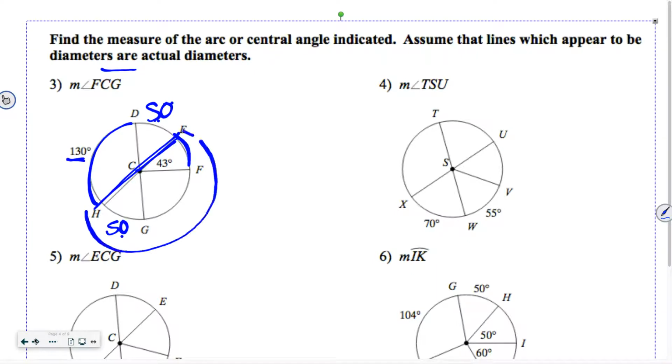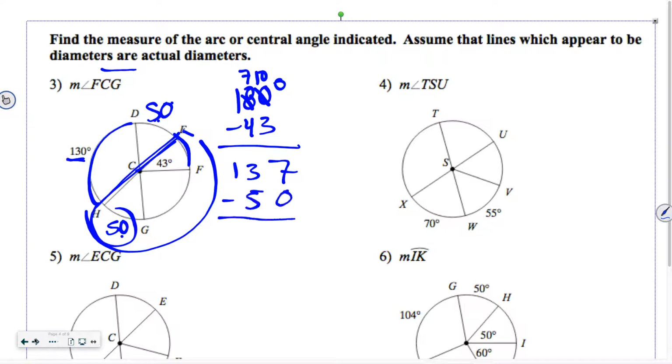Now this whole section here is 180 degrees. I know I have 43, so I go ahead and take that away. Okay, and then I go ahead and take away this 50 that we found out. And we do this subtraction problem here. And we see we're left with 87. So that's how much this measure of this arc is, and that's also the same measure as the angle. So that angle is 87 degrees.